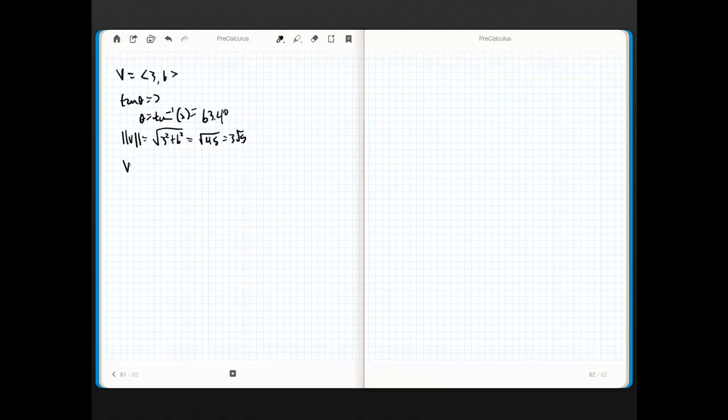So I can rewrite V as 3 root 5, the magnitude of V, times what? Cosine of 63.4 degrees times I, put a little degree in there, plus J times the sine of 63.4 degrees. I can rewrite that. Now you may say, really, wait, why are we overcomplicating this? Trust me, it'll help us hugely down the road for us to be able to do this.